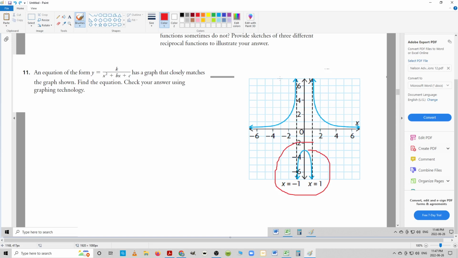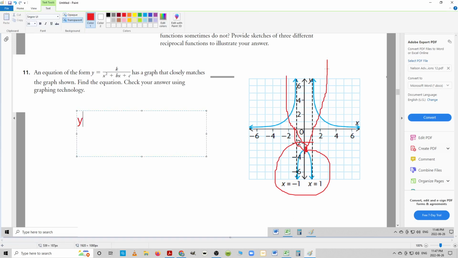So that means the parabola is going to be coming down like this, going through there. It's going to be negative here. Its vertex is probably going to touch there, and then it's going to go back up. So if we look at that, and we say, okay, y is equal to k, and we know it's going to be a. We don't know if there's a stretch or not, but it's going to be x plus 1 and x minus 1.